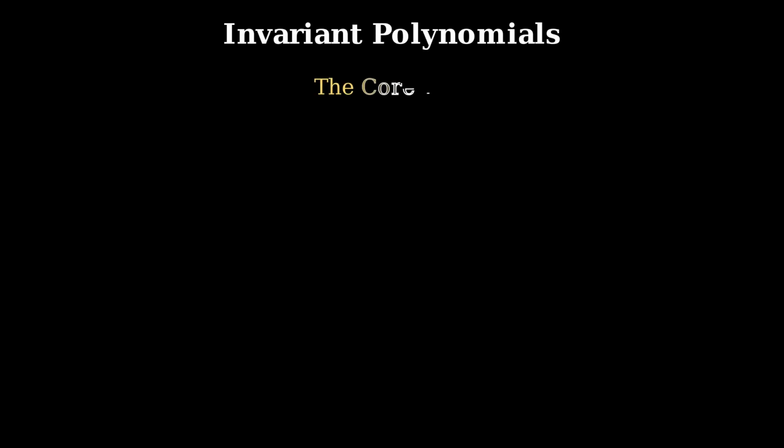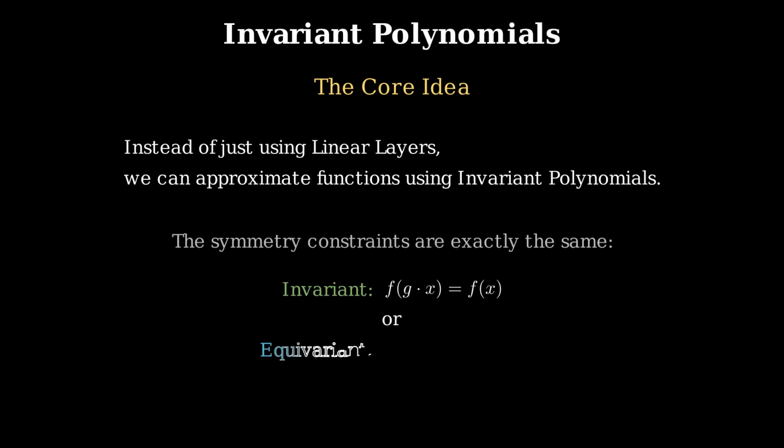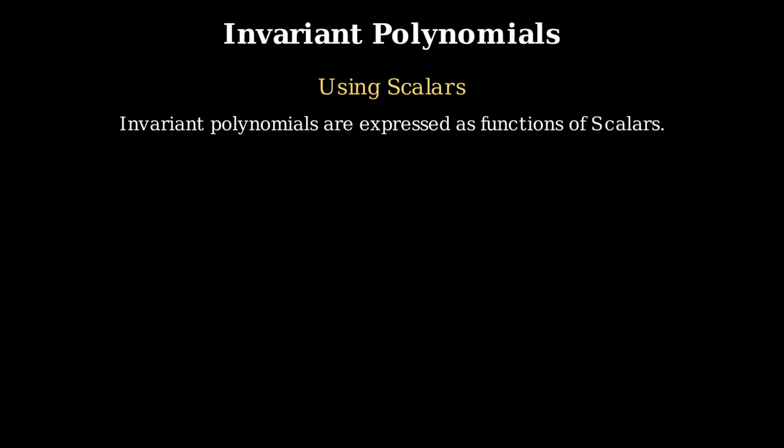Let's explore invariant polynomials. Step 1, the core idea. Instead of relying solely on linear layers, we can approximate complex functions using invariant polynomials. The symmetry constraints are exactly the same as before. A polynomial function can be either invariant or equivariant to a group transformation. Using scalars, any invariant polynomial can be expressed cleanly as a function of basic scalar quantities.